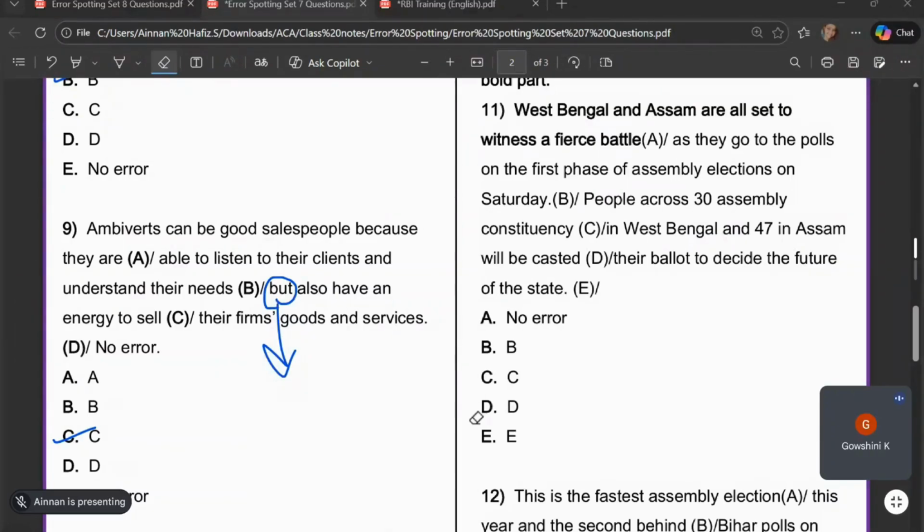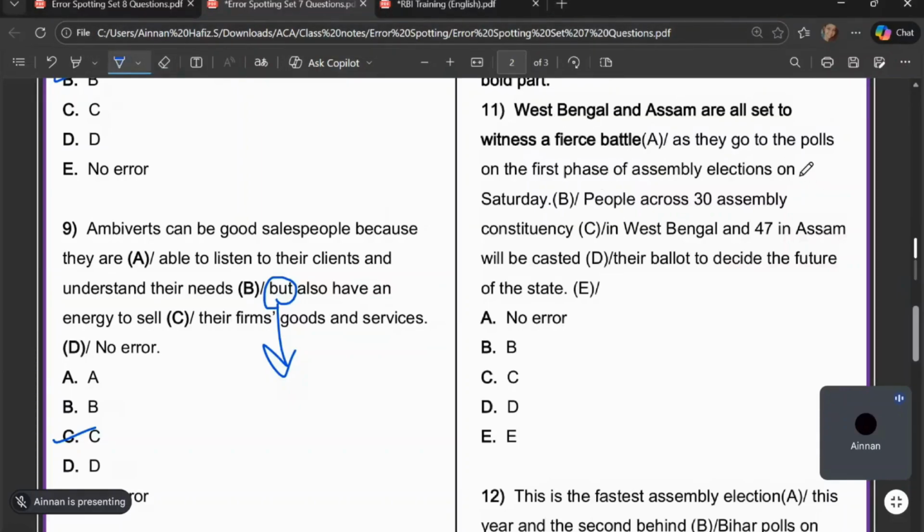Ma'am, is it D? D for dog, ma'am. Okay, what's the error in D? Will be casted. Instead of casted, we can use casting, ma'am. Okay, let me check. The first error is in bold, which means there is no error in sentence A. So we start with B.